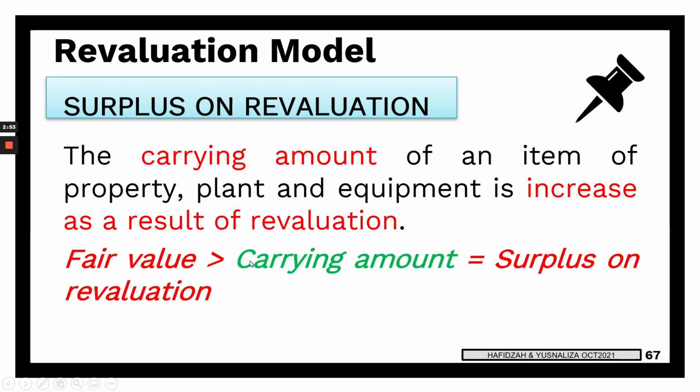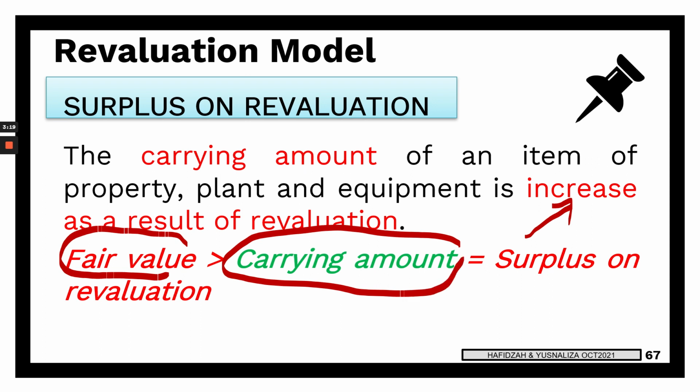Let's look at accounting for revaluation. We will first start off with the surplus on revaluation. The carrying amount of an item of property, plant and equipment is increased, meaning that it goes upward, as a result of a revaluation. If that is the case, the market value or the fair value will normally be more than the carrying amount, and that will give rise to surplus on revaluation. That is also known as gain on revaluation, and sometimes it is also called revaluation surplus.